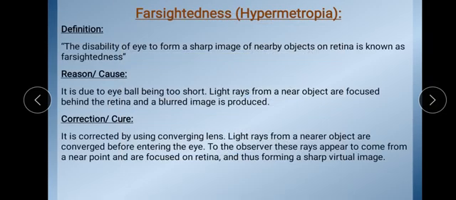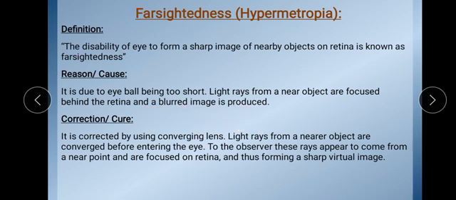Students, the next defect of vision is farsightedness or hypermetropia. The disability of the eye to form a sharp image of nearby objects on the retina is known as farsightedness. It means the objects which are closer to us or near the eye cannot be seen clearly. Why does this defect occur? It is due to the eyeball being too short. Light rays from a near object are focused behind the retina and a blurred image is produced.